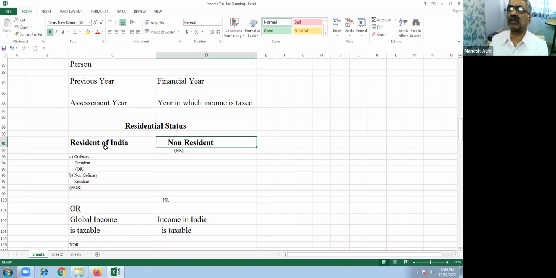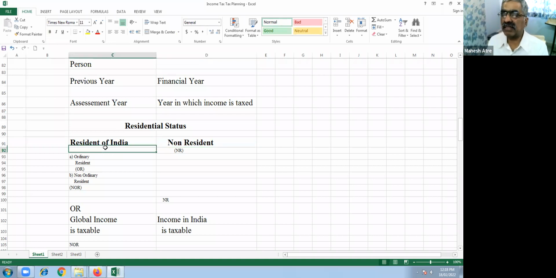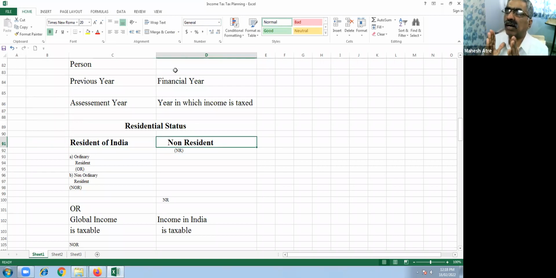So once you know why it is important, residency status ke bare mein hum kyun baat kar rahe hain, because jo resident of India hota hai, iska matlab normally his stay in India is more than 182 days. That means his stay in India is more than 50%. Isiliye usko bolte hain resident of India. Aur jiska stay in India uske pure financial year mein 182 is or less than that, then we are going to call him as non-resident. Yes. So now we are going ahead with this.